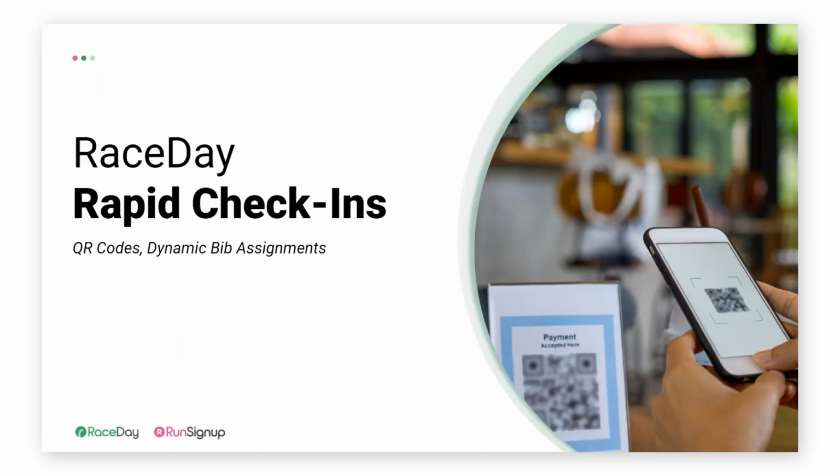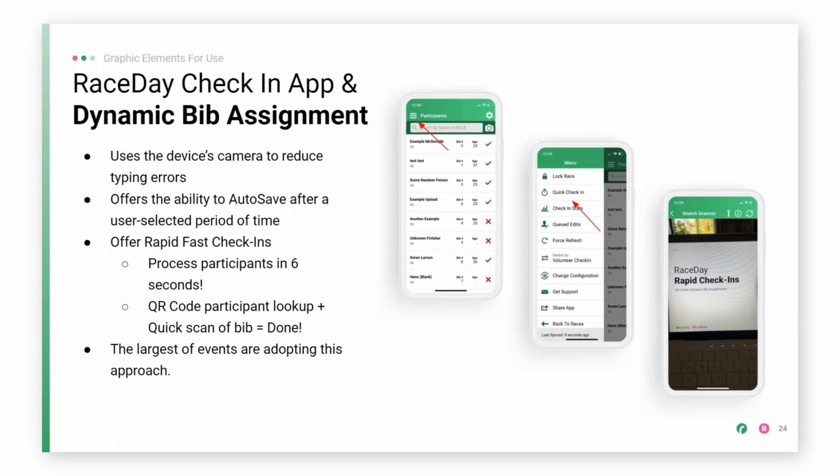Race day rapid check-in. So this is kind of the fastest of the fast ways to do things while still keeping it very accurate. So race day check-in app and assigning bibs dynamically. Again, use the camera on the device to reduce typing errors. If you're using the rapid check-in method, it offers the ability to autosave after a user selected period of time, defaulting to 5 seconds. But offering rapid check-ins is the best way to push those participants through in the 6 seconds we talked about.